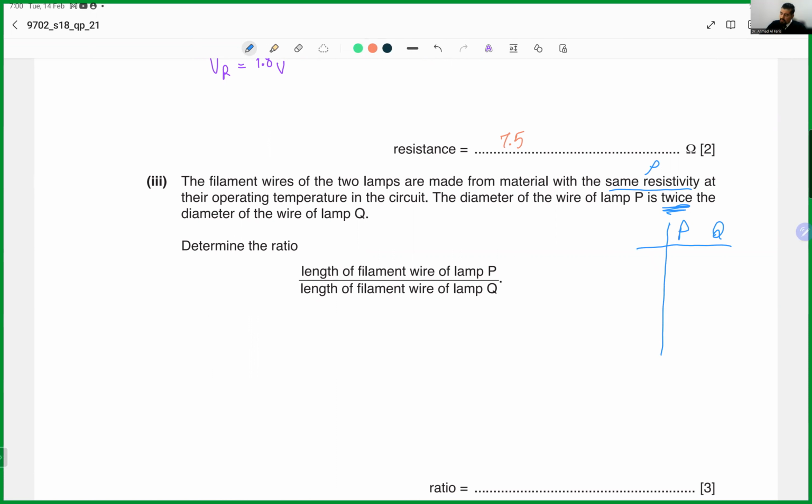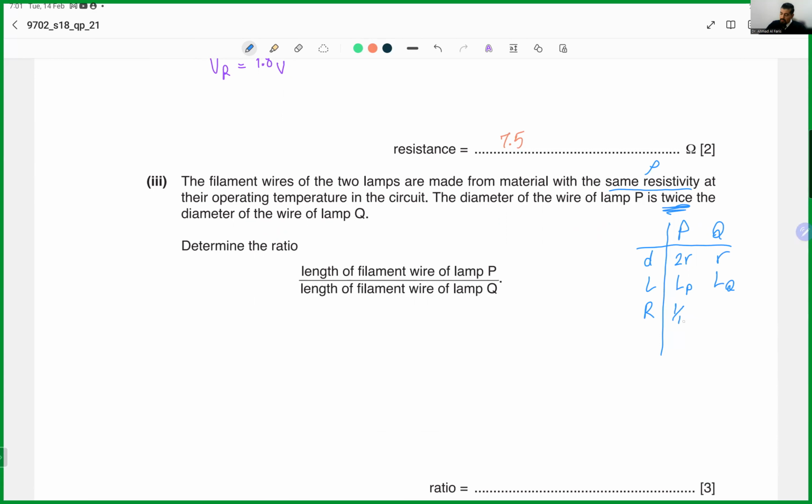So we have to know the formula here. The diameter of P is twice the diameter of Q, that means twice the radius. So here R, R. And for the length, we have length of P and length of Q unknown. We have to find the ratio of both of them. And we know that the resistance is inversely proportional to the current that passes through both of them.